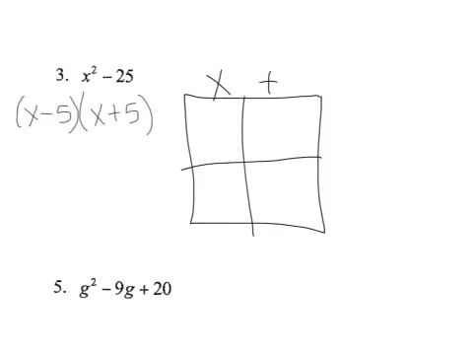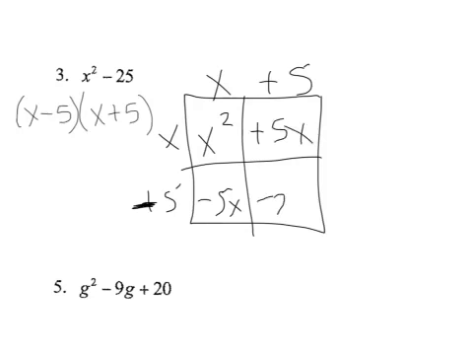So x plus 5 here, and x plus 5. We've got x squared, minus 5x, plus 5x and negative 25. So as you can see, these cancel, and you're left with x squared minus 25.